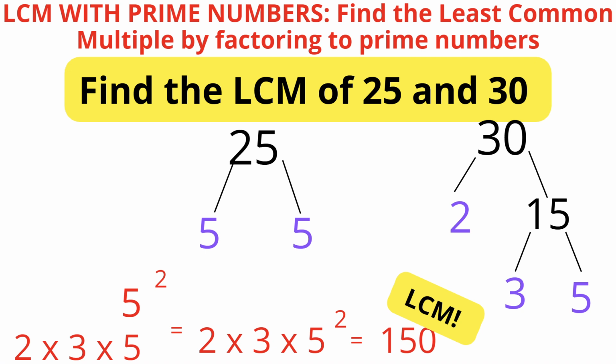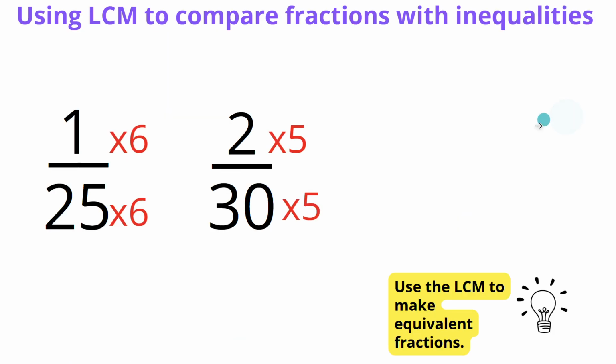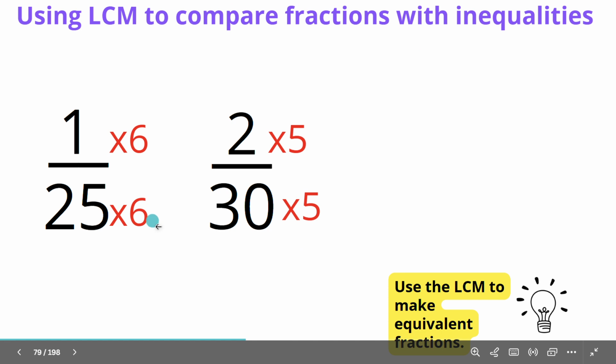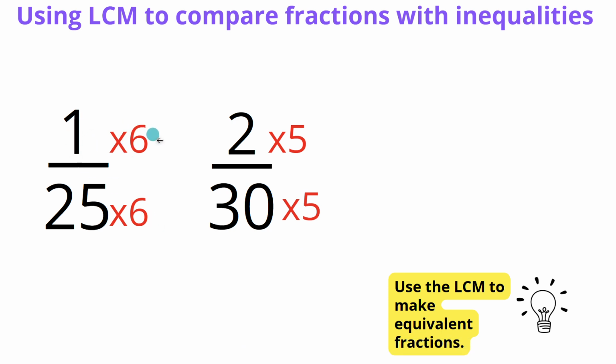We're looking for a multiple, so we're going to grab the 2, even though there's not common factors from the other number. We're going to grab the 3, even though there's not common factors from the other number. And we're going to grab the highest power of the 5s, that's 5 squared. 2 times 3 times 5 squared equals 150. 25 and 30 both come into 150 first. 25 times 6 is 150, so we need a 1 times 6 in the numerator. 30 times 5 is 150, so we need a 2 times 5 in the numerator.